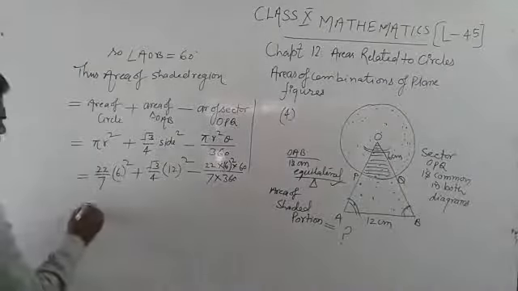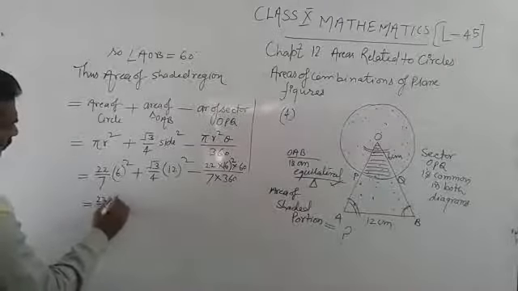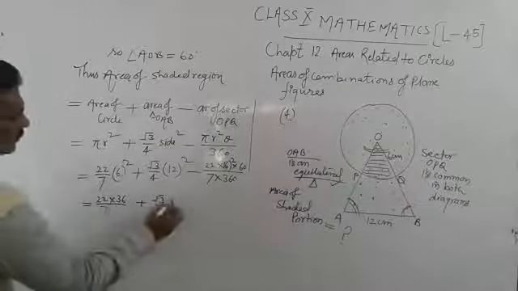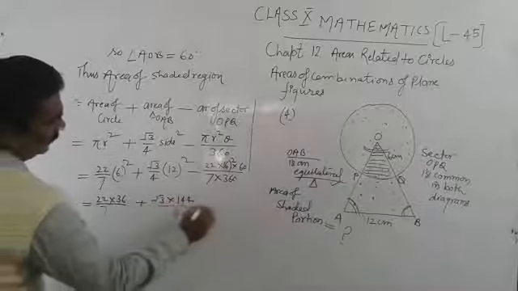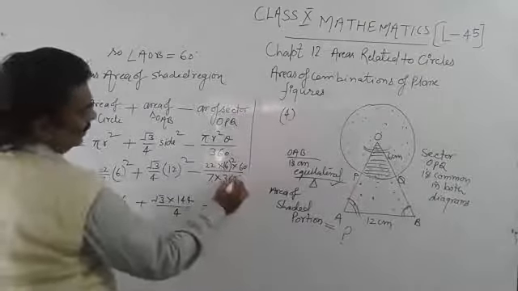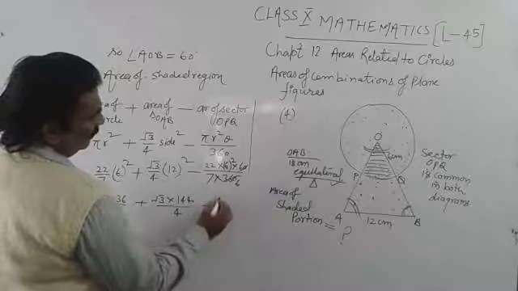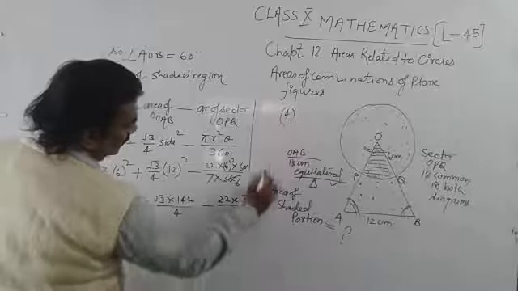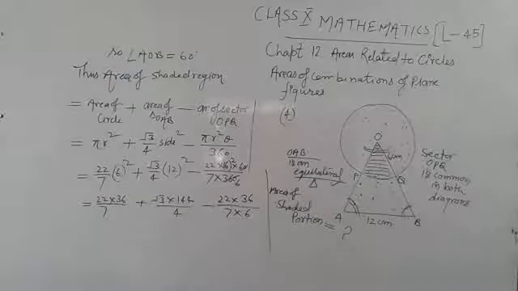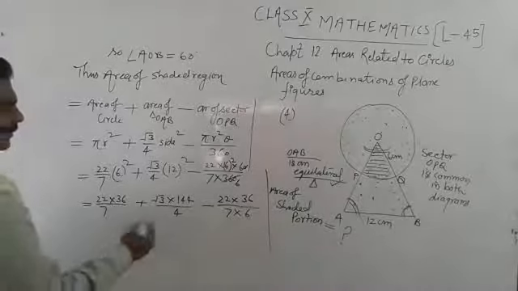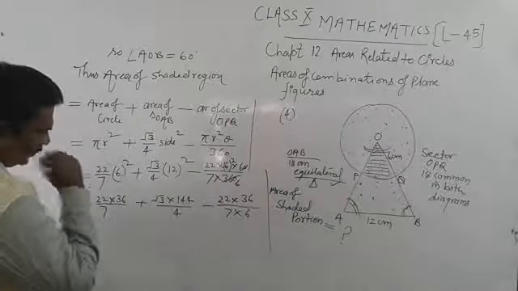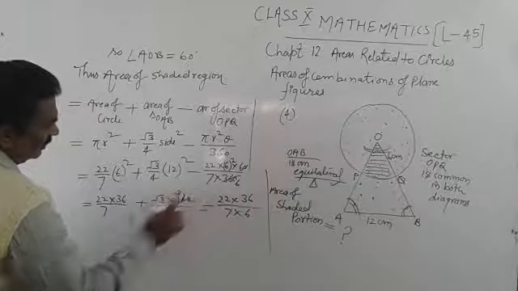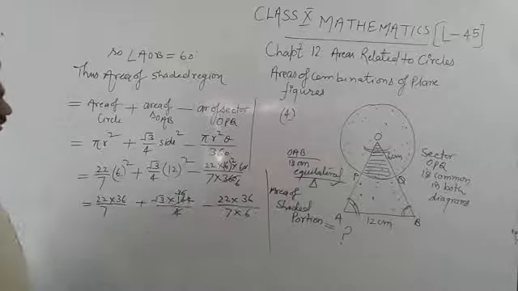So now students, 22 upon 7 into 36 plus root 3 into 144 upon 4 minus, 60 and 6 टाइम कैंसिल हुआ. Now write down 22 into 6 square 36 upon 7 multiplied by 6. Now we can simplify: 4 3 जा 12, 4 4 जा 4, 6 जा 24.